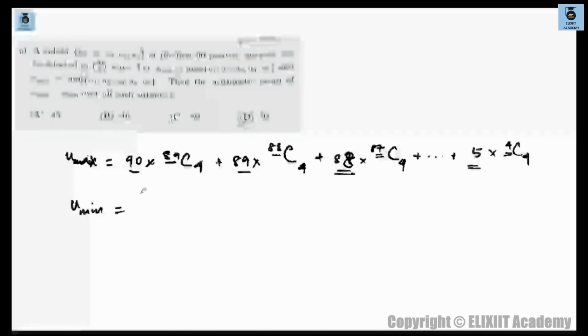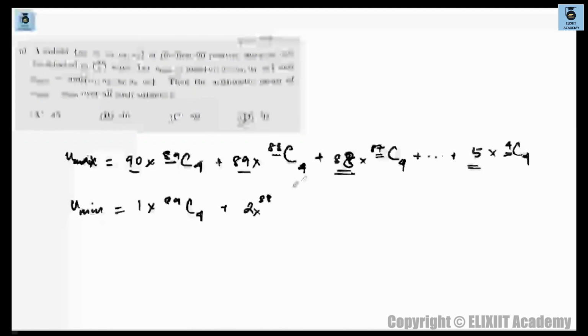What is U minimum? The minimum possible sum is what? 1. Right? Minimum possible because they have taken the positive integers over here. So minimum sum possible is 1. So 1 times, the first one I'm choosing 1, right? So the remaining are 89, out of which I have to choose 4. So 89C4 plus 2 times of the next term. I'm choosing 2.